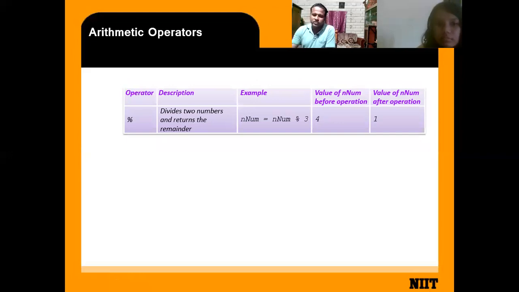Modulo. It is modulo, not percentile. What is the work of modulo? Modulo shows the remainder part. After dividing a number, whatever remainder comes, modulo shows it to you here.